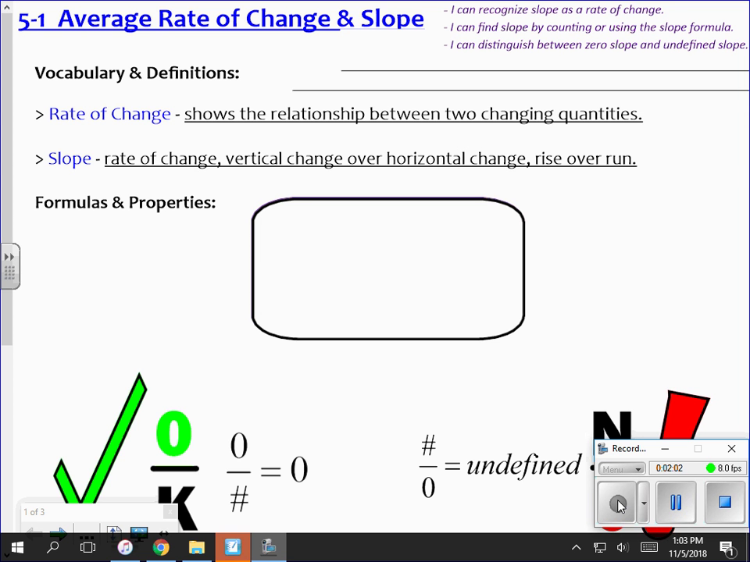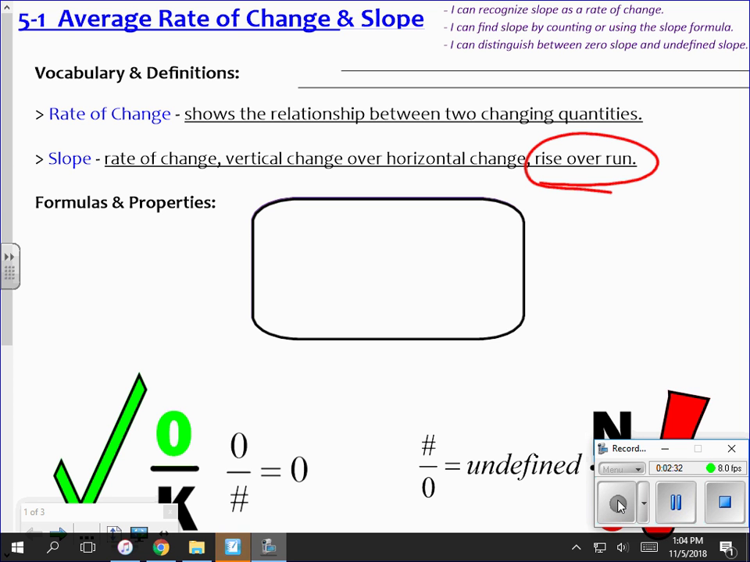Slope is the rate of change of a line, vertical change over horizontal change, rise over run. When you think about slope of a line, it's rise over run. How much something goes up over how much something goes over. This is a big part to remember right here. Rise over run. Slope equals rise over run. As a line goes up, how much does it go up over how much it goes over?